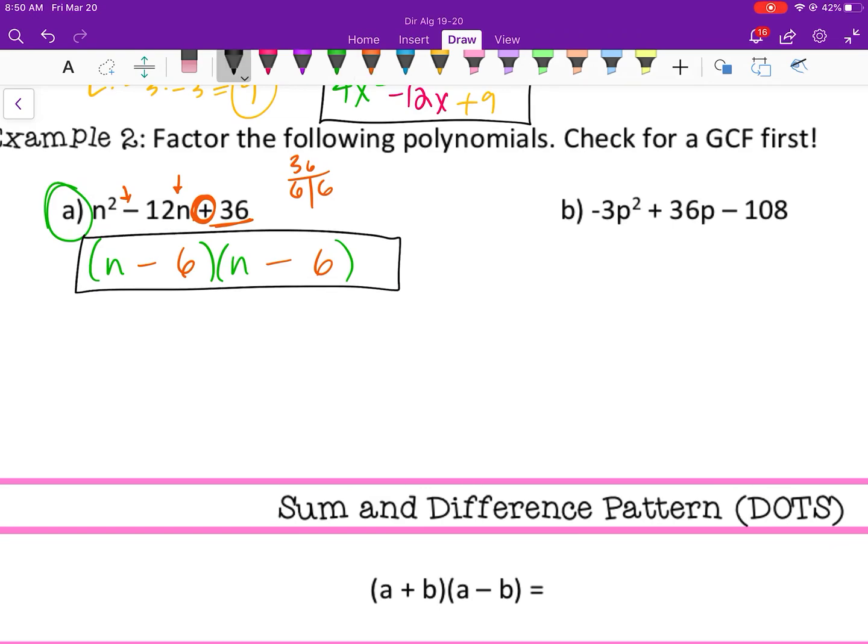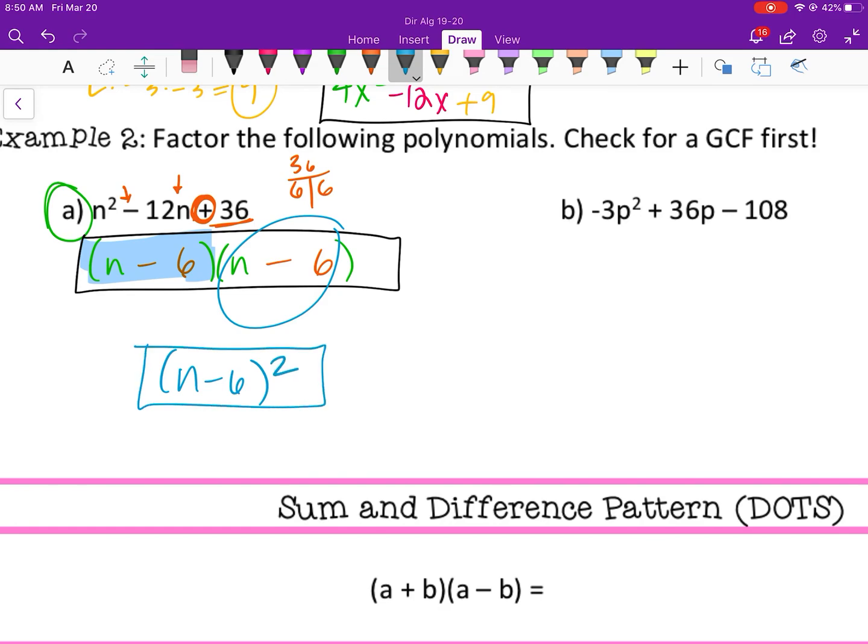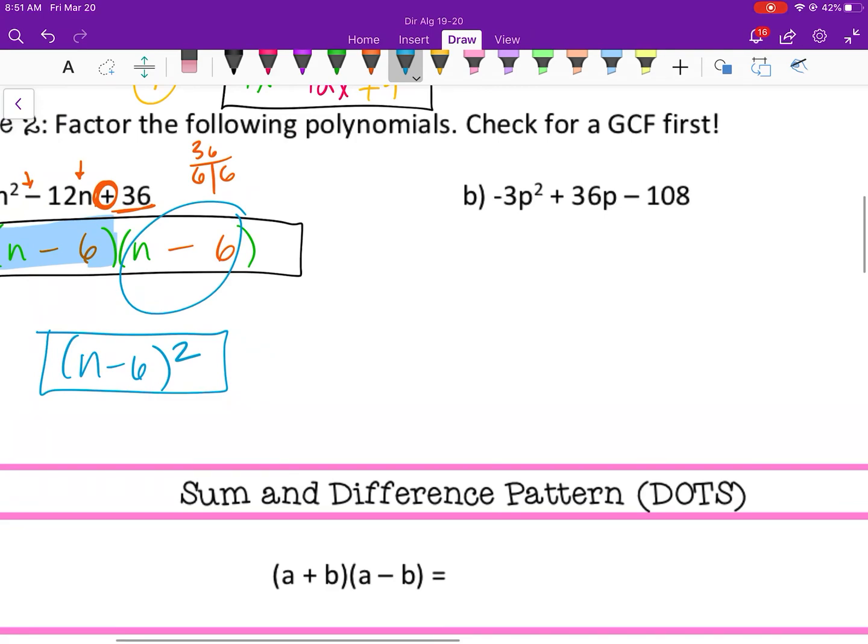Now, leaving your answer like this is totally fine, totally acceptable. But know that, hey, you've got one thing written twice, right? They're matching. They do the exact same thing. You can also say, oh, you have the same thing twice. Well, that's the same thing as one set of parentheses, but squared. In example B, we do have a GCF this time around, and even if we didn't, we would want to get rid of that negative for sure.